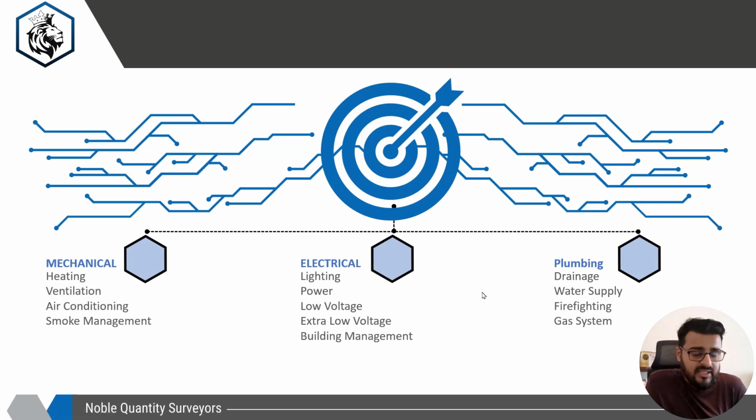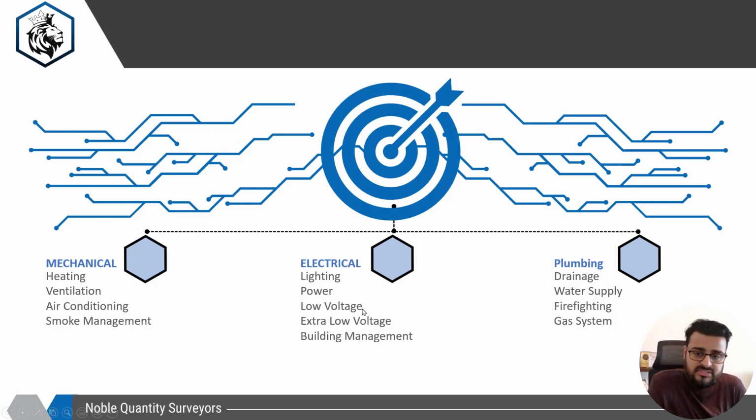In MEP, the second letter, E, stands for electrical. What does electrical mean? It will have lighting, power, low voltage, extra low voltage and building management systems. What is lighting? We know that when we need a light, we just switch on a switch and we get the light. So this is what lighting covers. A power, that means for starting a light, we need power in kilowatts. So this is what power is.